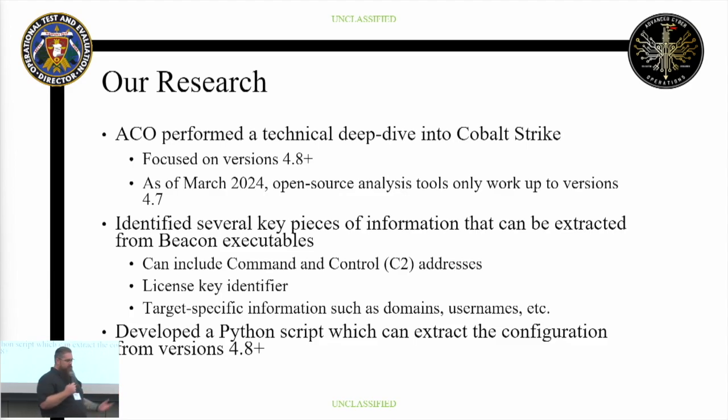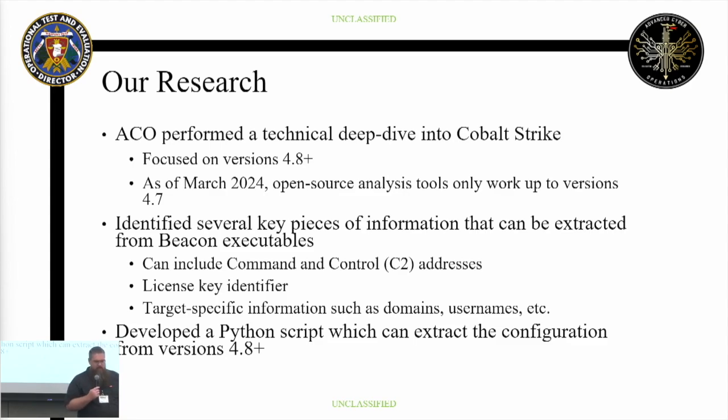And we identified several key pieces of information, including the C2 address that the beacon is meant to call back to, which can potentially expose a red team's infrastructure. Not great. The license key identifier, which is not necessarily attributable back to a certain team, but is a thing that you can then use to track a threat actor or a team across multiple instances of finding that same thing. And then other target specific information that can give you some tips about what the team is targeting. So maybe the domain that they're trying to go to, the users that they're trying to run against or targeting, the networks that they're in, stuff like that.